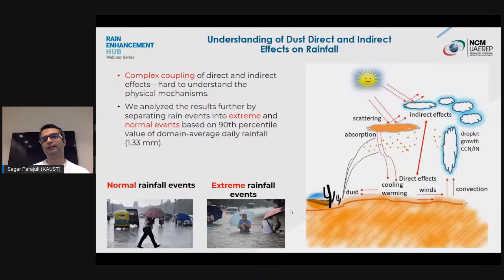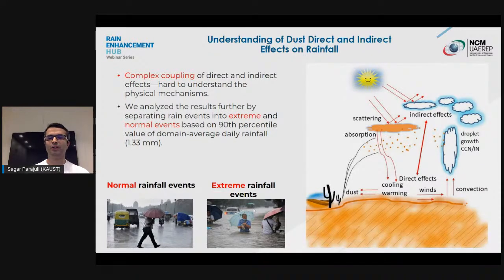To understand the dust direct and indirect effects in more detail, we analyzed the results further by separating rain events into extreme and normal rain events based on the 90th percentile value of domain-average daily rainfall, which was about 1.33 millimeters. This is because the processes governing normal rainfall events and extreme rainfall events are very different.